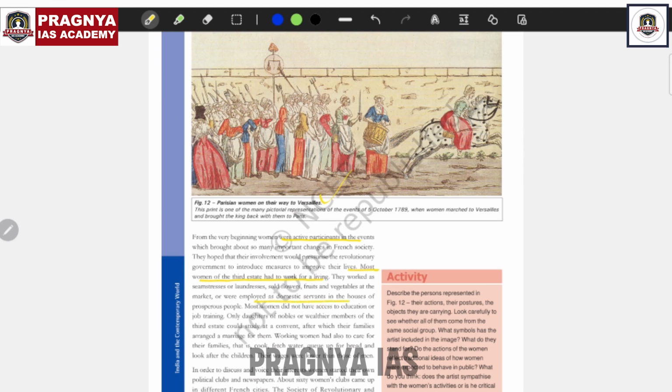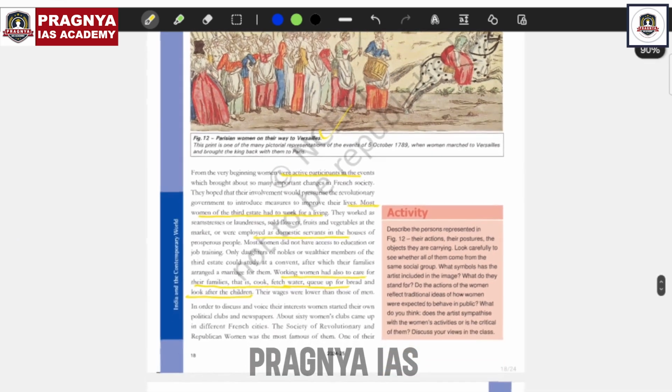Most women did not have access to education or job training. Working women also had to take care of their families, that is, to cook, fetch water and bread, and look after the children. And in order to discuss and voice their interests, women started their own political clubs and newspapers. About 60 women's clubs came up in different French cities.